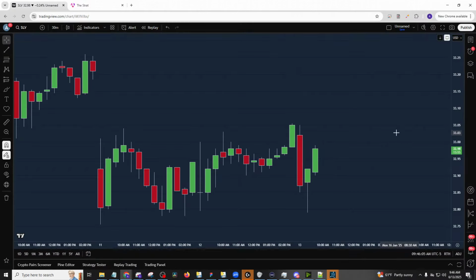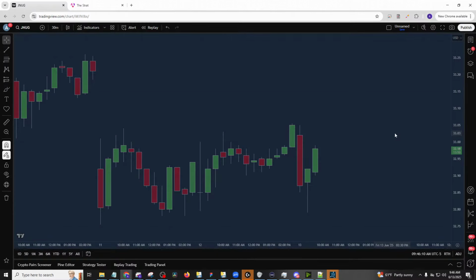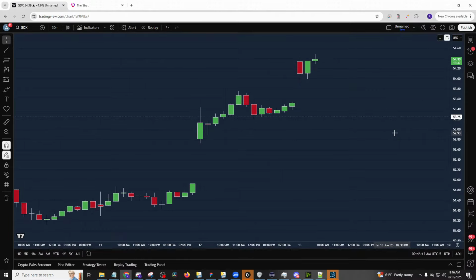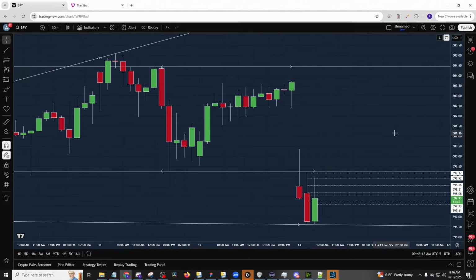Gold is closer to 30s up. Silver already went 30s up, so a little bit of firmness in the precious metals. JNUG, GDX, firm as well with gold, so a little bit.